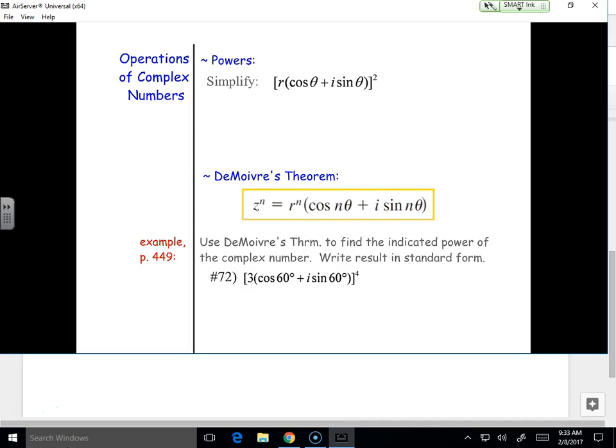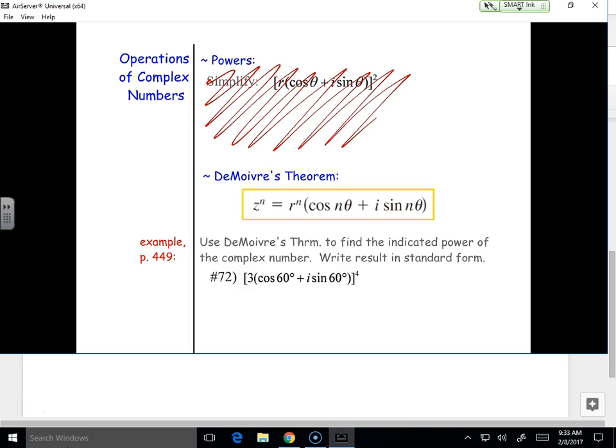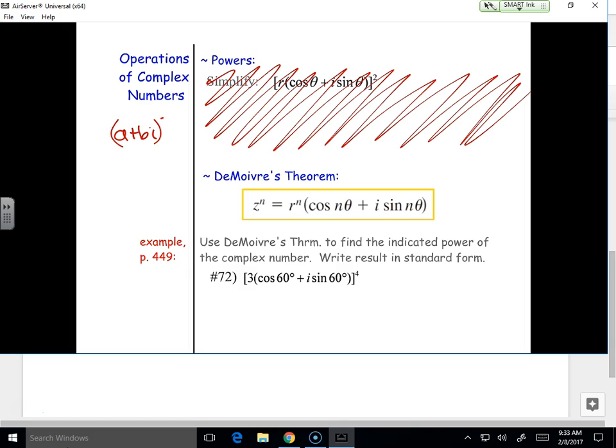For sake of time, let's not discover the formula. If we had time, we would discover the formula. Instead of discovering the formula, let me just talk about if we need to raise a complex number to powers. How would you guys do it if you had a plus bi squared? How would that go?